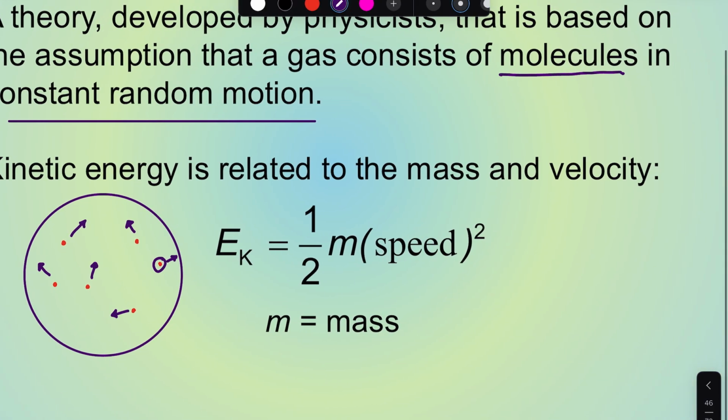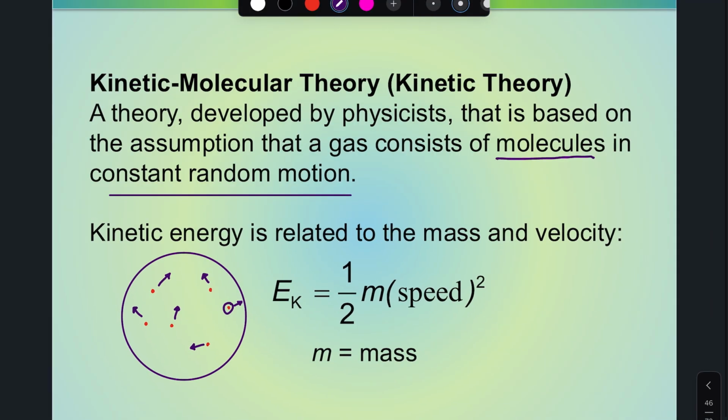And so, because we are saying that all of these gases are molecules in constant random motion, we can apply an equation to deal with them. What this is saying is that the kinetic energy, that's E subscript K, is equal to 1/2 the mass times the velocity, or the speed, which is usually measured in meters per second, squared. So we'll square the meters per second, multiply it by the mass, and then by 1/2, and we end up getting the kinetic energy.